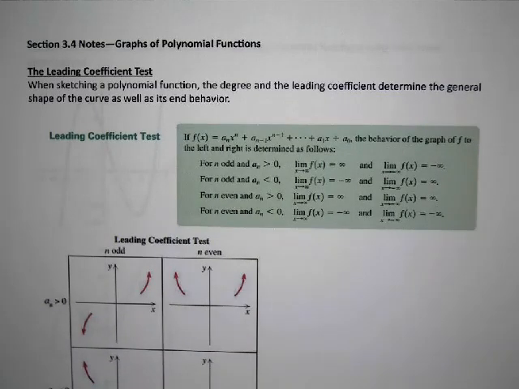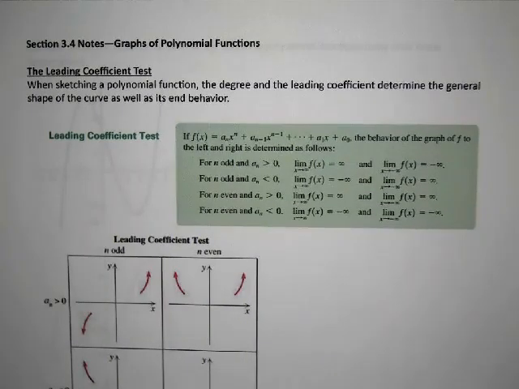This video is on section 3.4 notes, graphs of polynomial functions. So first we're going to be looking at what information we need from a polynomial equation so that we can sketch a graph of the polynomial function.